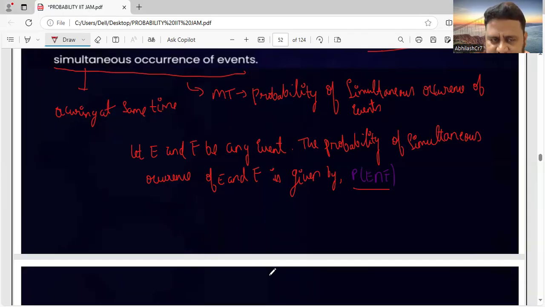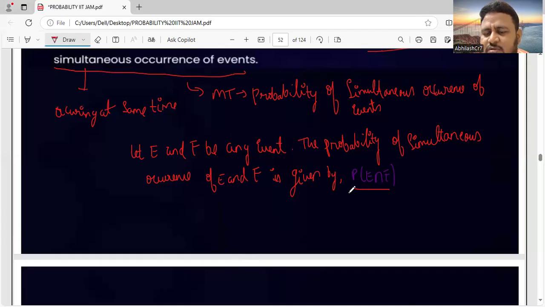Since I'm talking about the multiplication theorem, you will know to apply it when finding the probability of simultaneous occurrence of events. But in the examination, they won't say multiplication theorem. In the question, they will give simultaneous occurrence of events, and that time you should know that we have to apply the multiplication theorem to solve these questions. By applying it, you can find the probability of simultaneous occurrence of events.